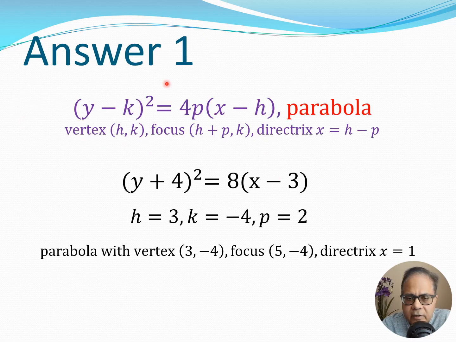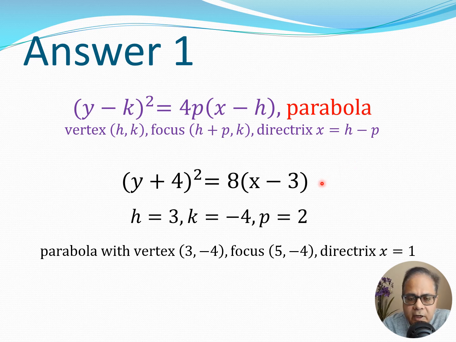So if we look at the math definition here, then an equation of the form (y - k)^2 = 4p(x - h) is a parabola. And what happens here is that this parabola has a vertex (h, k), focus (h + p, k), and directrix x = h - p. I'm going to define these later graphically, so bear with me right now.